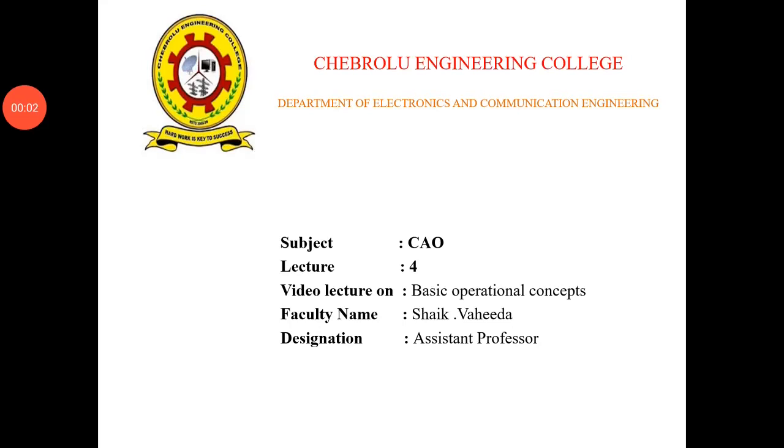Hi friends, in the previous lecture we learned about the functional units of a computer. So what are the basic functional units? Input and output devices, memory, and the CPU, the central processing unit. From the input device the coded information is sent and stored in the memory. From the memory the stored instructions are sent to the CPU.